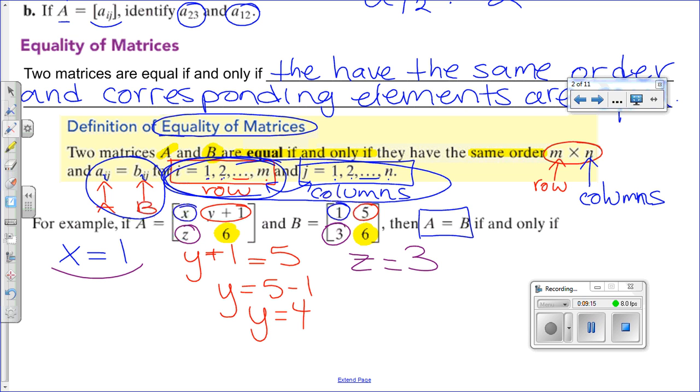So remember, the if and only if, that is a double if statement. We could also represent it with a double arrow. So what that means is that if the elements are equal, then you could say the matrices are equal. Or if you start by saying the matrices are equal, that means that the elements are equal. Remember, double if statement. So moving on to the next slide.